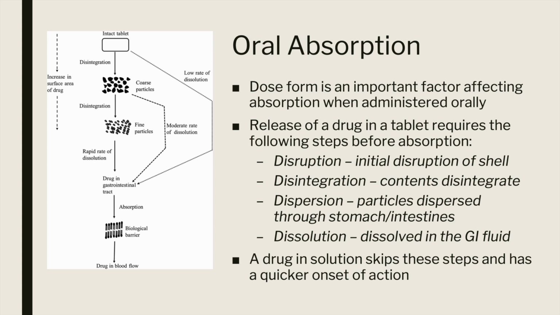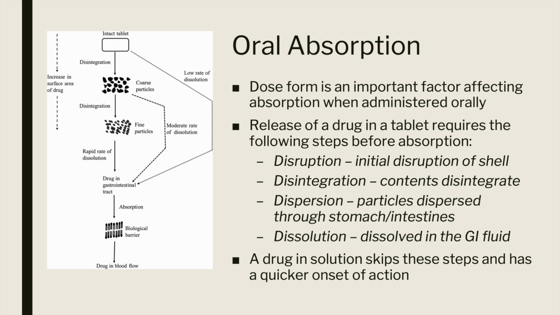All right, oral absorption. So the majority of drugs we take are going to be pills, things that we absorb orally. Well, it could be pills, it could be liquids. But oral absorption is a really common way that we're going to take and absorb drugs. So dose form is an important factor affecting absorption when we administer things orally. And dose form just means, again, whether it's a pill or a liquid, what form are we taking our dose in? Release of a drug in a tablet requires a lot of steps before it's actually absorbed.